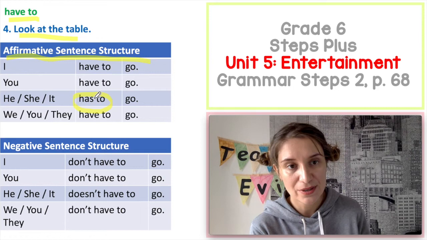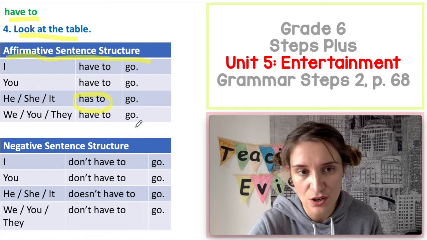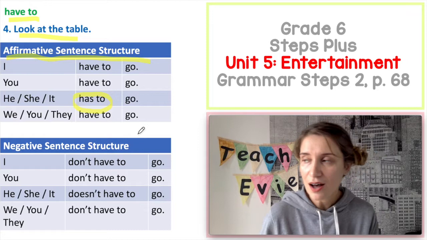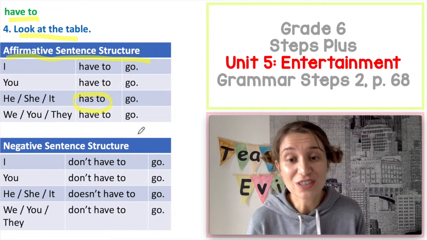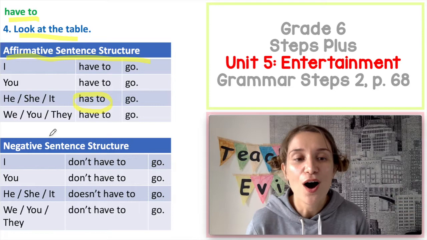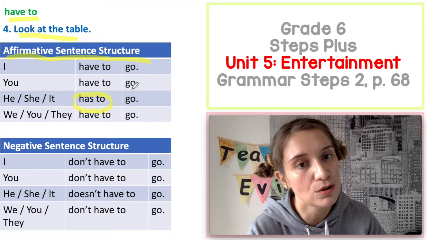Ale nie martwcie się, bo reszta jest prosta. Zobaczcie, wszędzie jest go i tak dalej. Więc to jest jedyne, co jest inne. I tak powinniście to już wiedzieć z konstrukcji zdania w present simple, że dodajemy te eski. Ok. She has to go. Ona musi iść. It has to go. Ono albo to musi iść. We have to go. My musimy iść. You have to go. Wy musicie iść. They have to go. Oni muszą iść. Proste. Have to, has to, have to.